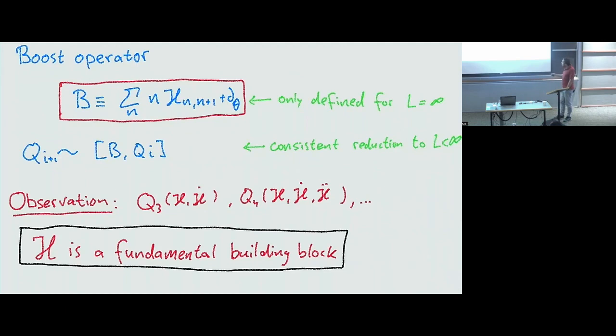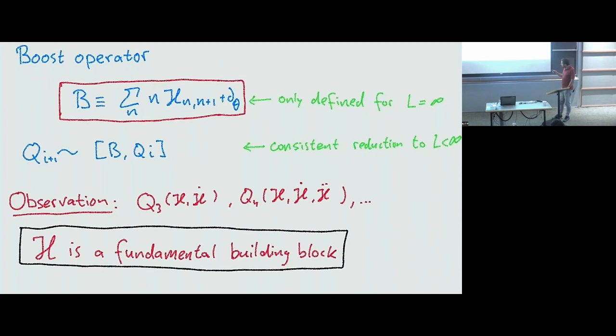Okay, so now you can observe that if we start from a Hamiltonian and you would compute Q3, that would be the commutation of B with Q2. Q3 will depend on the Hamiltonian and its derivative, because of this derivative term. If you compute Q4, it will depend on the Hamiltonian and its first and second derivative with respect to theta. So in a sense, what you find is that the Hamiltonian is a fundamental building block of your tower of conserved charges. All the other charges are defined recursively in terms of the Hamiltonian and its derivatives.